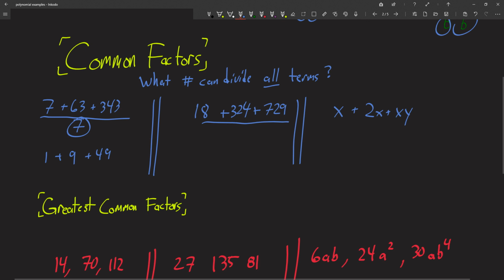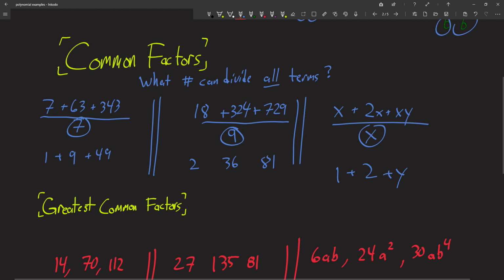18, 324, and 729, I could divide these all by 9. 18 by 9 is 2, 324 by 9 is 36, and 729 by 9 is 81. So 9 is a common factor. Or here, x, 2x, and xy, I can divide these all by x. x by x is 1, 2x by x is 2, xy by x is just y. So x divides all 3 of these bits nicely. So x is a common factor.